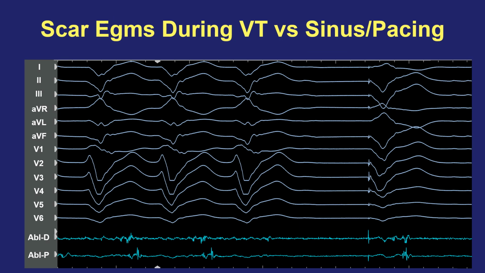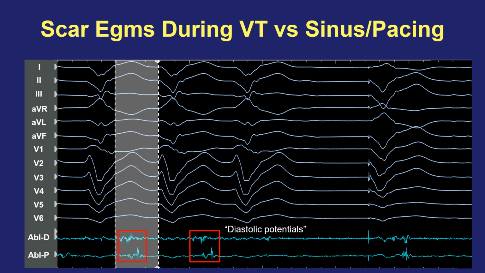I love this example in particular because it shows the electrograms that are recorded from a bipole in myocardial scar during both VT and during ventricular pacing from exactly the same site. And we can compare and contrast these fractionated, small amplitude electrograms during VT and during pacing. During VT, we can see the signals are occurring between the QRS complexes. These are known as diastolic potentials because they are occurring during electrical diastole on the surface EKG.